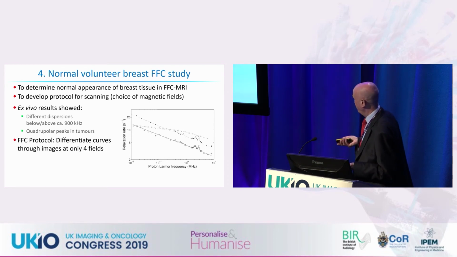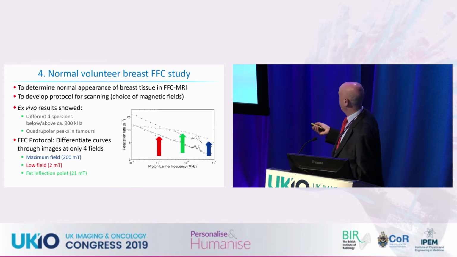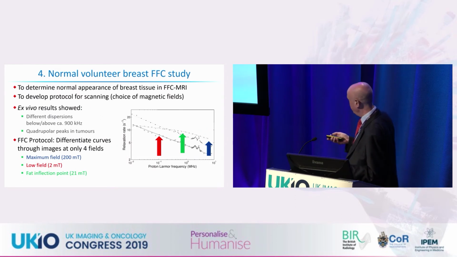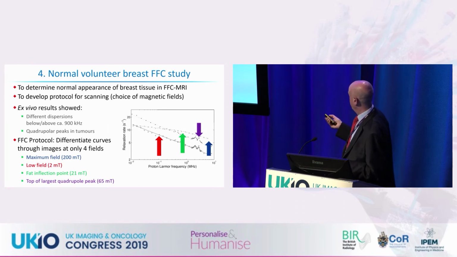And this involves choosing 4 magnetic field strengths. So the first one is at high field for our scanner, 0.2 Tesla. The second one is at low field, 2 millitesla. And the third one is at this break point here, where these 2 linear sections change, where the slopes change, the inflection point. And then the fourth field is at one of these quadrupolar peak magnetic fields.